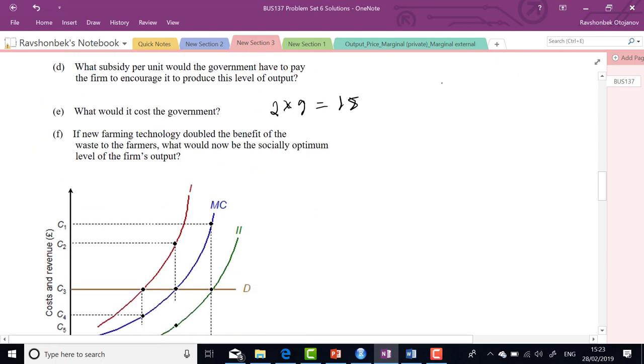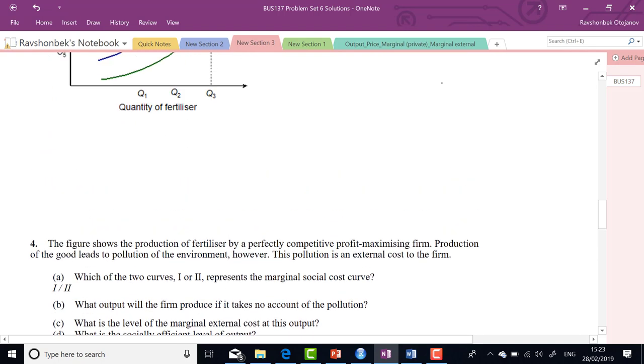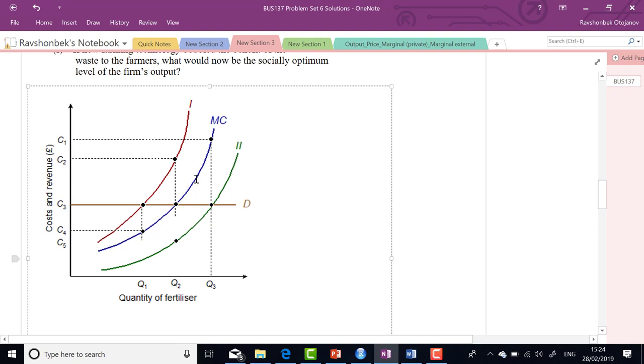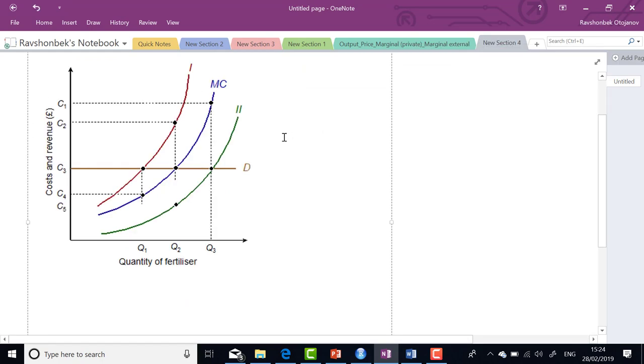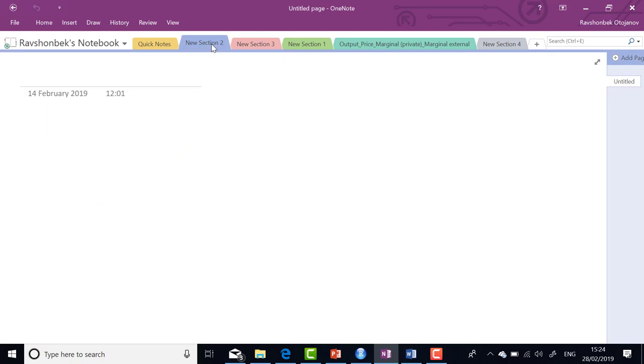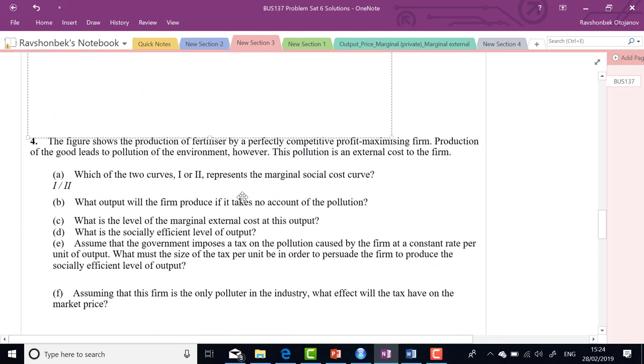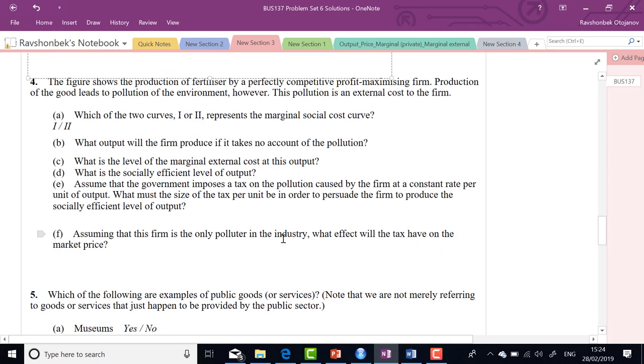Okay. Right, so moving on, this is question 4? Yes. Now for 4, I prefer moving this to another window. It's a big graph. Right, so let's read this now. The following figure shows the production of fertilizer by a perfectly competitive profit maximizing firm. This is perfectly competitive. Production of the good leads to pollution of the environment. Now it's the opposite of what we've just done. However, this pollution is an external cost to the firm. Which of the two curves, 1 or 2, represents the marginal social cost curve?